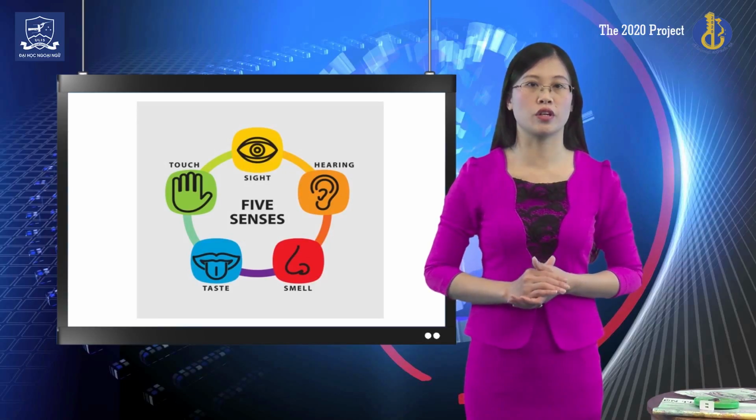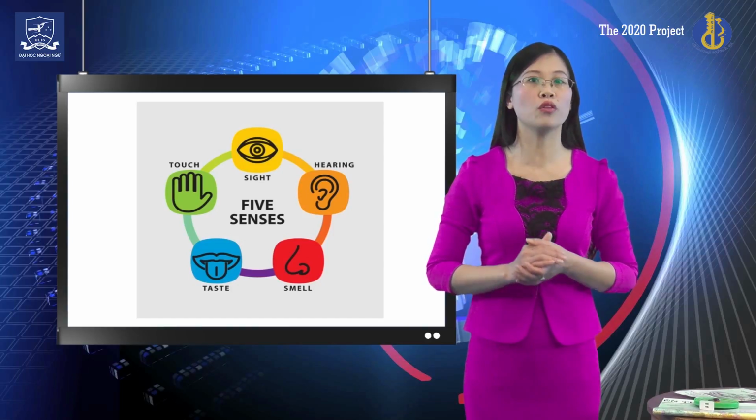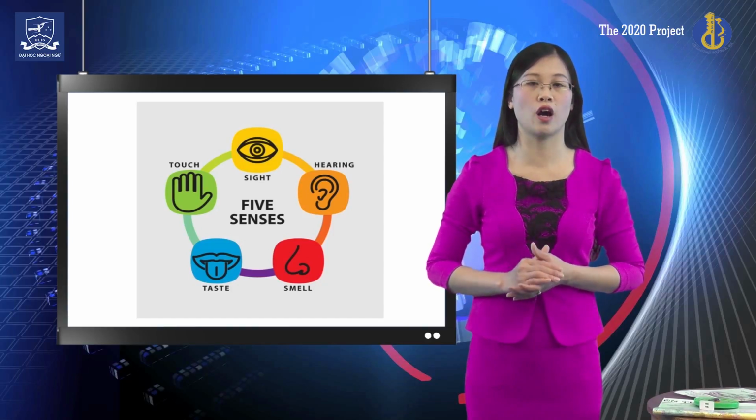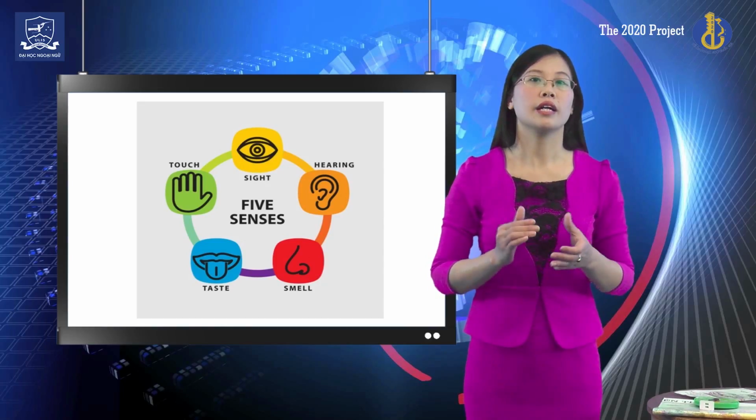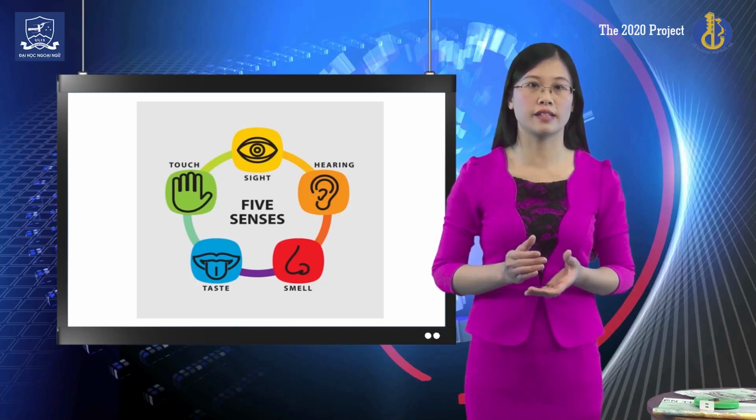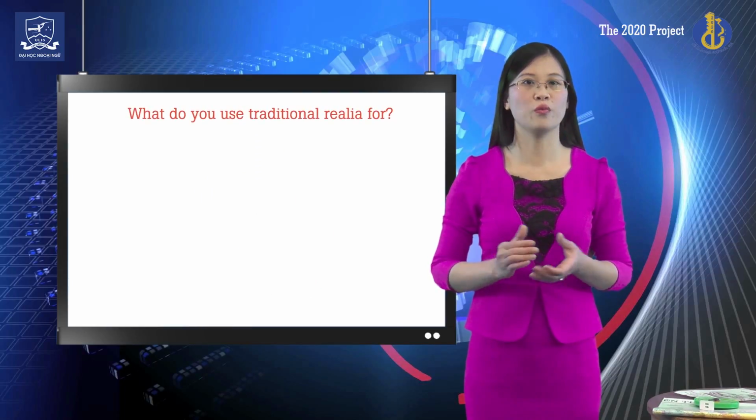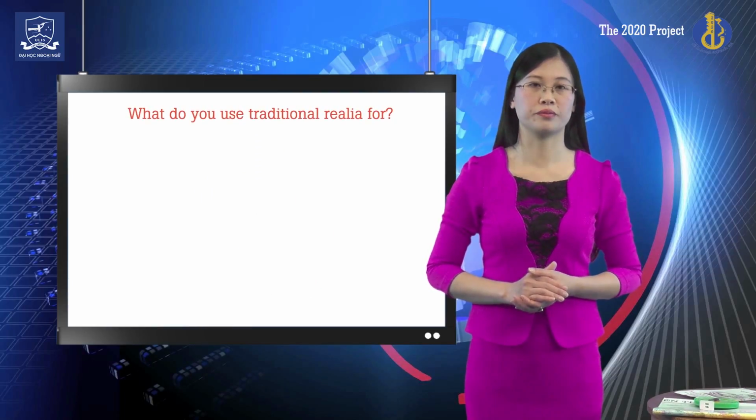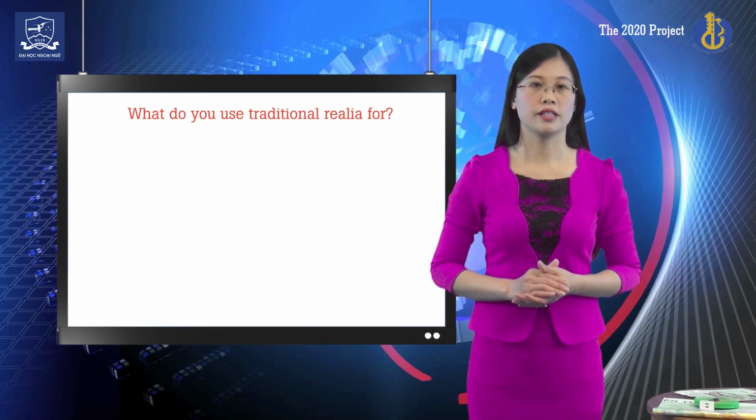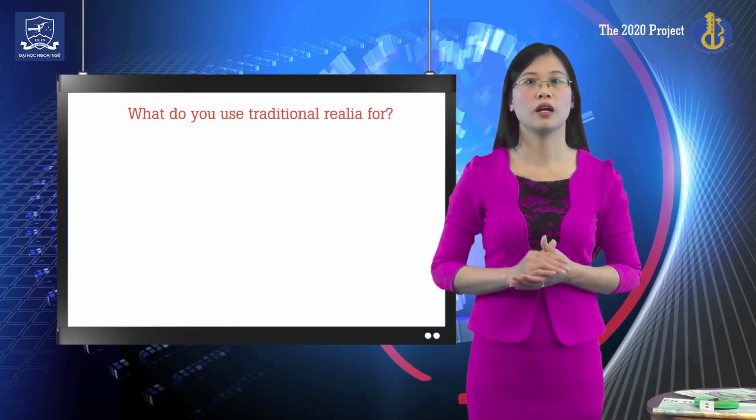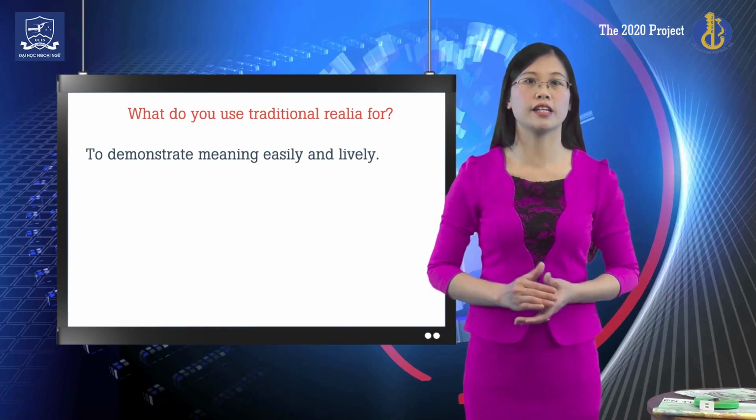One outstanding feature of realia is that it allows students to use all the 5 senses to explore the object. More exactly, they can see, hear, smell, taste, and touch the object right in class. So, what do you use realia for? Firstly, you can bring a range of real objects such as a map, a globe, a leaflet, etc. to demonstrate meaning easily and in a lively way.